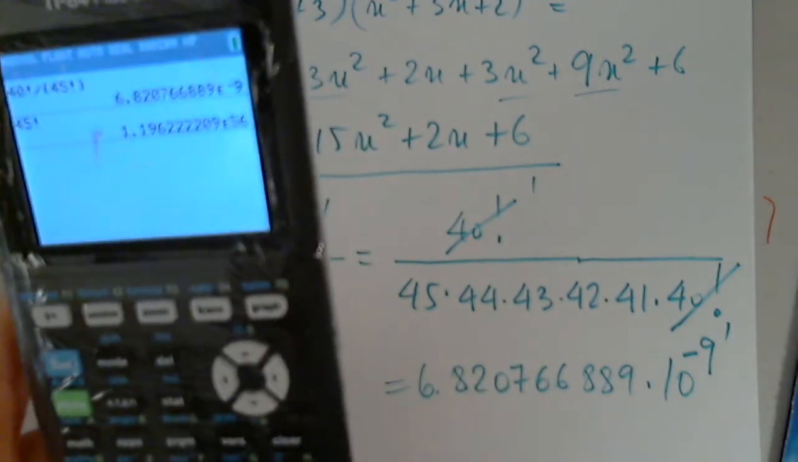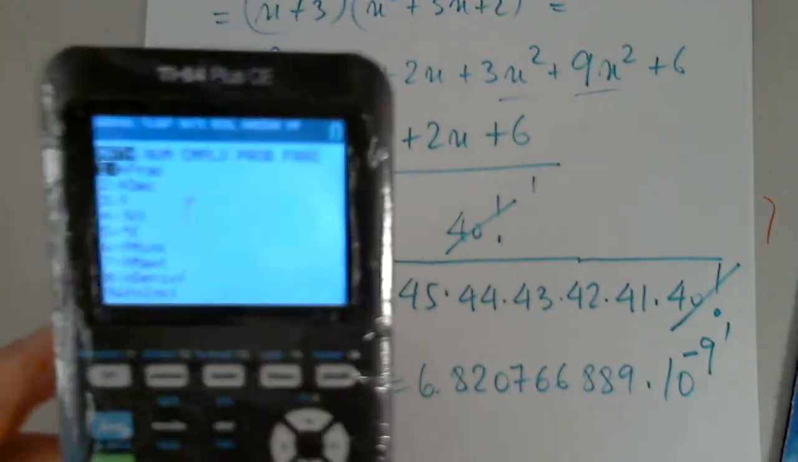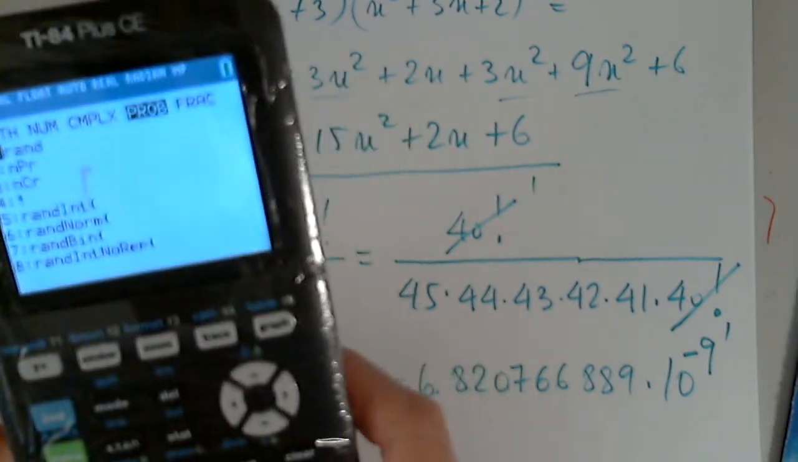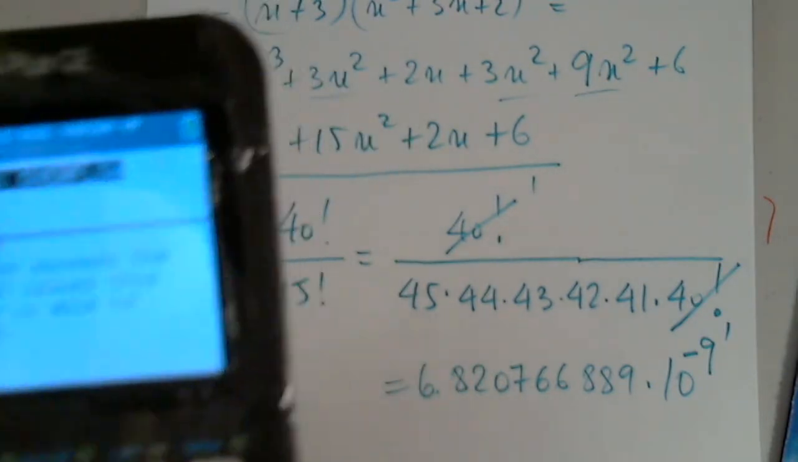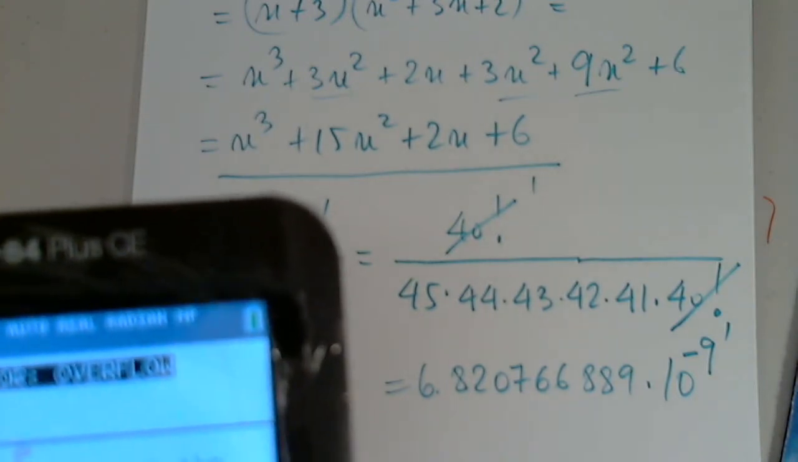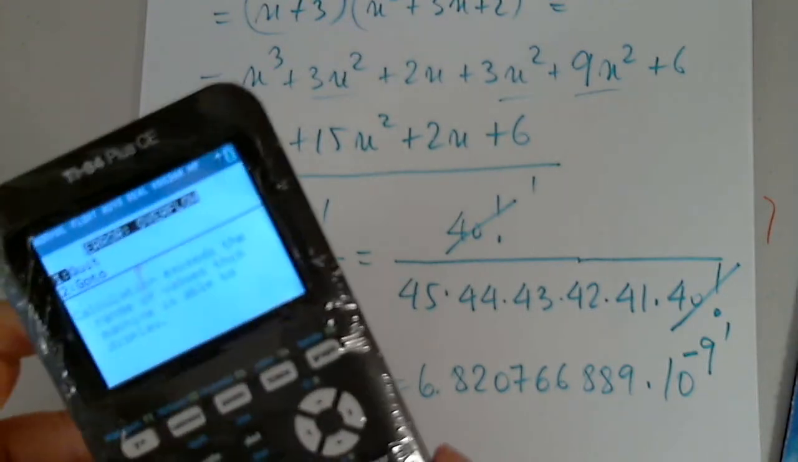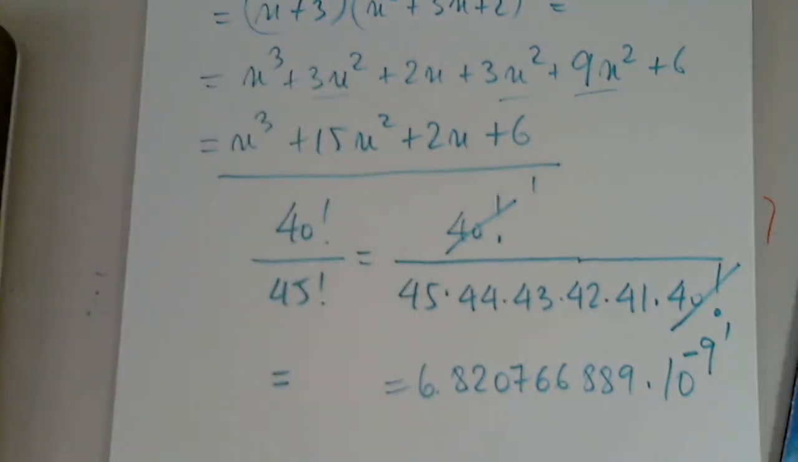But at some point, the memory of the calculator is too small to compute something like this. See, 450 factorial, it cannot. It's overflow. It doesn't have that much power. So it's always good to learn how to simplify the factorials because you may not be able to come up with a number.